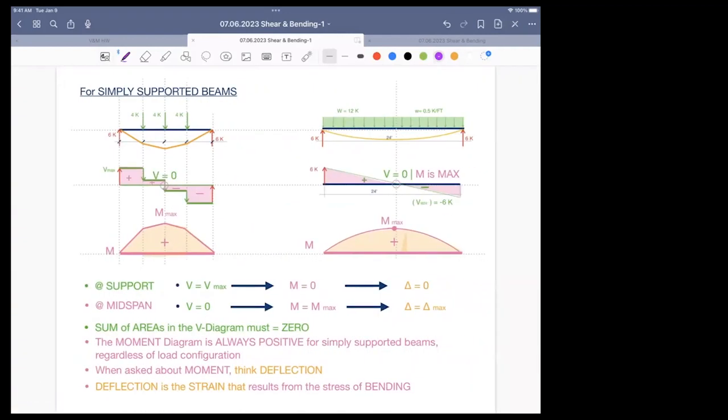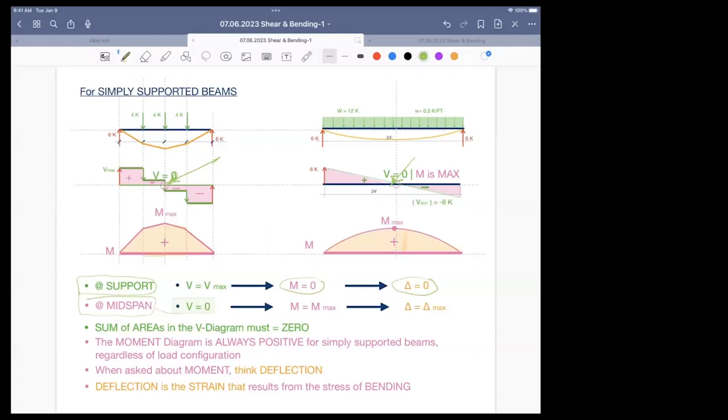So for simply supported beams, again, the maximum shear is at the support. The moment is zero, and therefore the deflection is zero. But at midspan, the shear is zero. That's where we cut a hole, right here or here. That's where the shear is low, and it's okay to take out area.